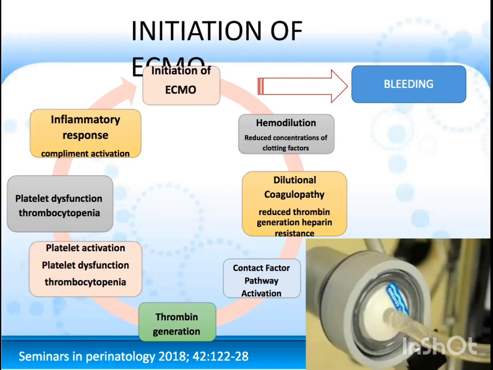So thrombin generation exceeds the normal limits. There is platelet activation, dysfunction, and thrombocytopenia. And this thrombocytopenia gives rise to an inflammatory response. And it is this inflammatory response which ultimately will give rise to a whole lot of problems happening on all the fronts, leading to bleeding.